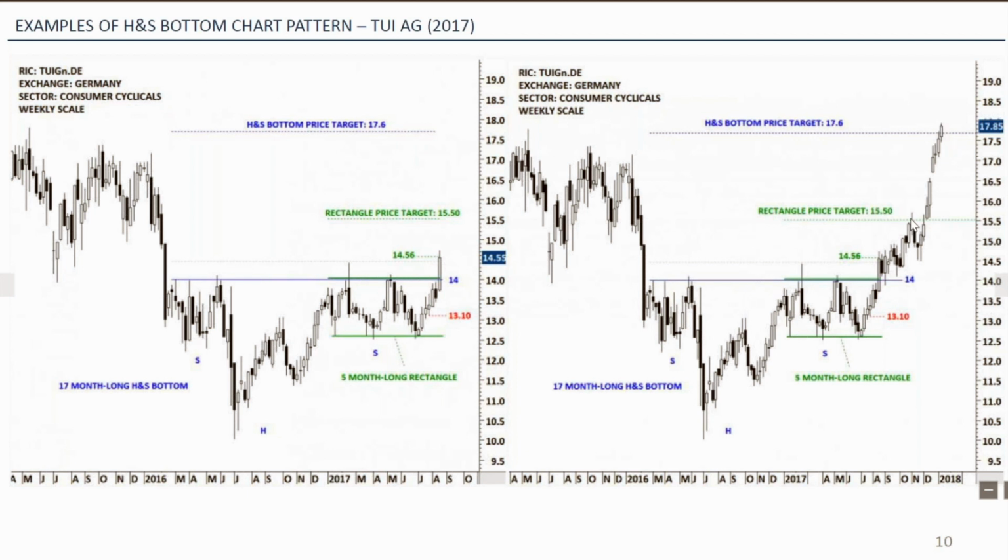First, it found resistance. It reached the rectangle price target. So probably those people who were trading the rectangles took their profits. The first resistance came from there, and then the price took off and reached its price target.